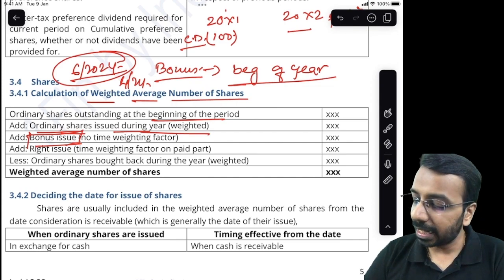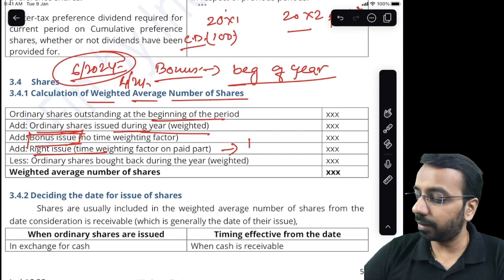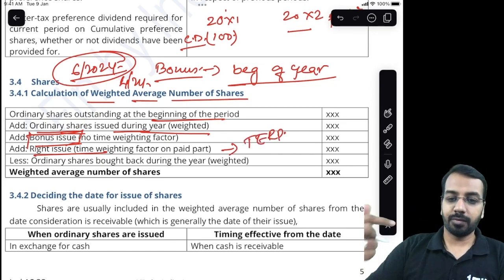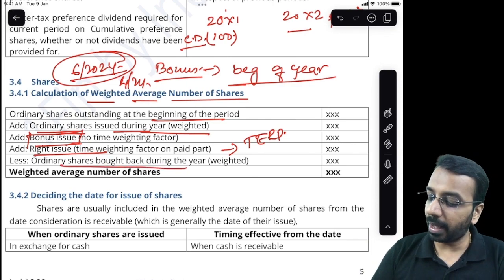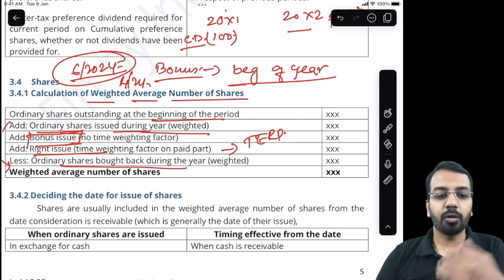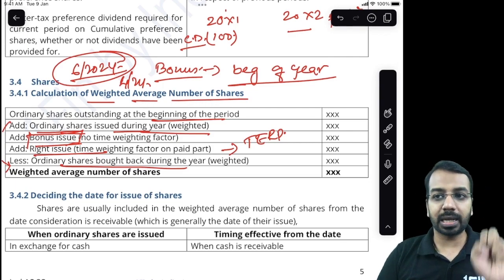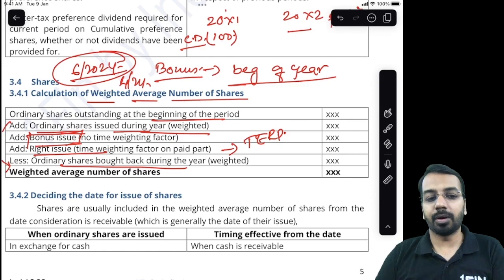Okay. Then rights issue, for this we need to calculate something called the theoretical ex-rights price, and the rights adjustment factor we will consider. And if shares are bought back, it is just the opposite treatment of when the shares are issued, right? Now this is the broad framework in which you will calculate the weighted average number of shares.